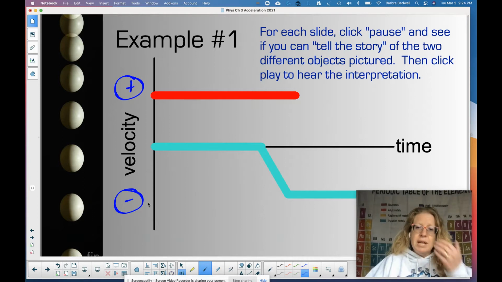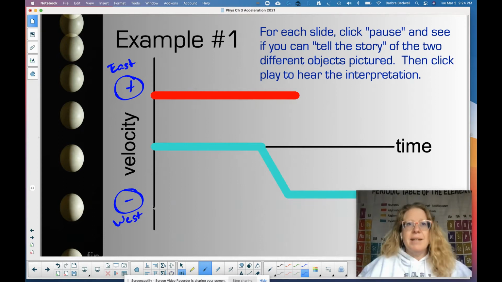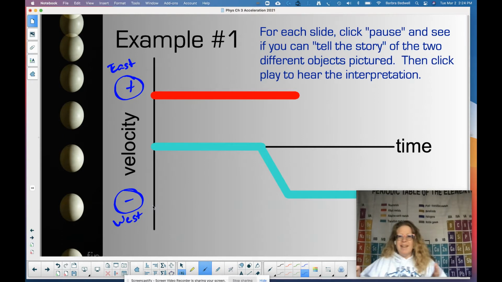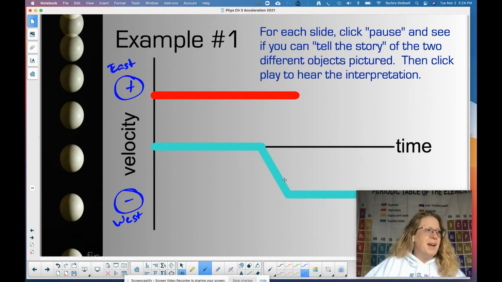What I would suggest is that in your head, rather than thinking of this as being forwards and backwards, I really like to think of it in terms of north and south, or better yet, east and west. Typically I'll interpret this as east, which would be to the right on this drawing, and this would be west. Again, it's getting away from thinking about it as forwards and backwards. East and west is a little bit better way to think about it.